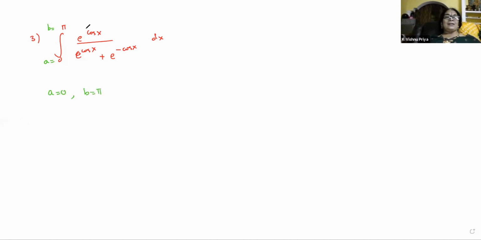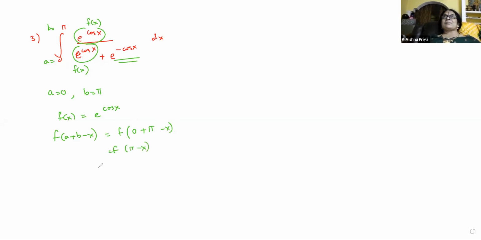Then what do I have to take? The numerator, I will take f of x as e power cos x. Good. So in the denominator also I have e power cos x. That is also f of x. Next, what is this other one? Is it f of a plus b minus x? Let me see. f of a is 0 plus b is pi minus x. That is f of pi minus x.